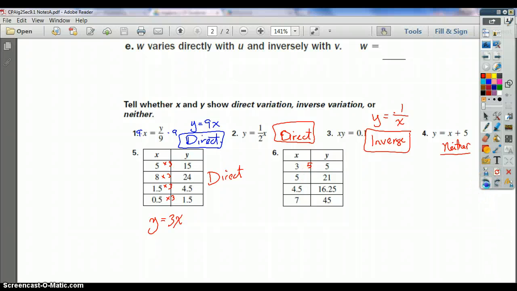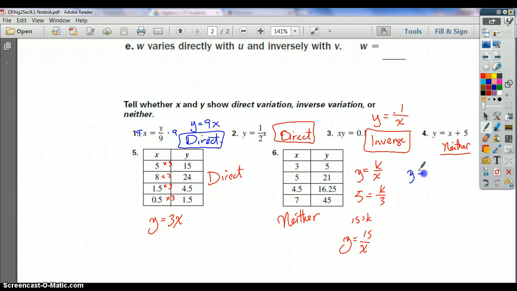So let's try setting this up as inverse variation, such as this. Y is 5, k, x is 3. So this one will be k is 15. So my equation, if this is going to be inverse variation, would be 15 over x. So if I put 3 in here, yeah, I get 5. If I put 5 in here, 15 divided by 5 is not going to be 21. So this is going to be neither direct or inverse.